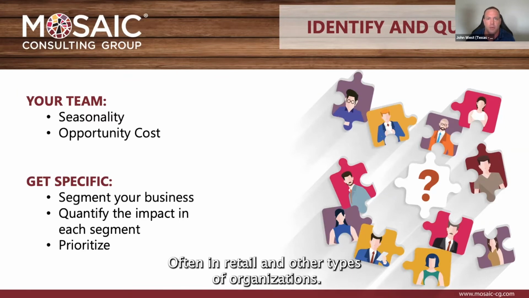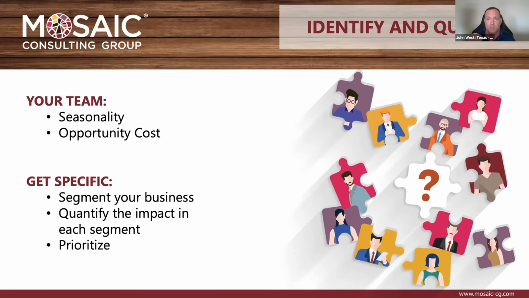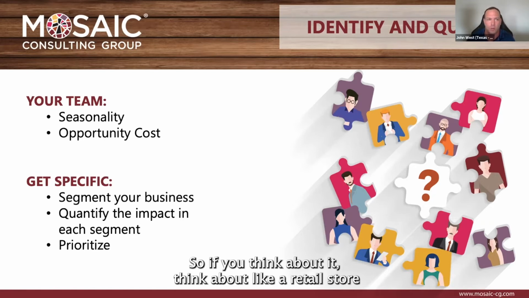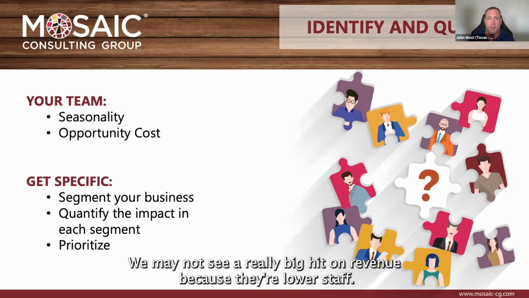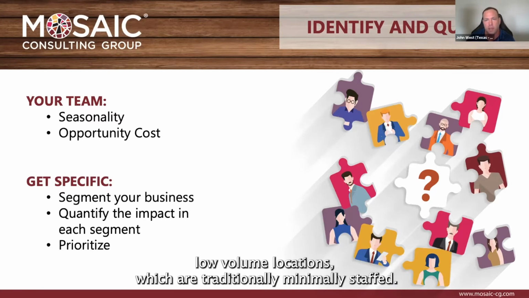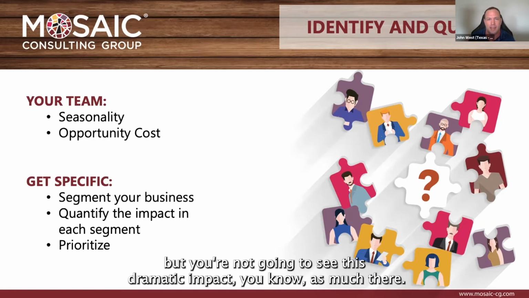Often in retail and other types of organizations, you break your locations down by revenue tiers. So you may have high volume locations, mid volume locations, and low volume locations. And sometimes the impact of labor shortages affects those tiers differently. So think about a retail store that's high volume. They're in a great location. They get a ton of foot traffic, right? And they're going to continue to get that foot traffic regardless of what your staffing is there. So you may not see a really big hit on revenue because they're lower staffed. And then you have your low volume locations, which are traditionally minimally staffed. So you might have to trim hours here or there, or operating hours, but you're not going to see a dramatic impact there in total volume.